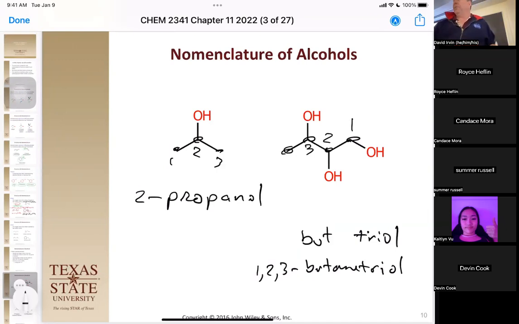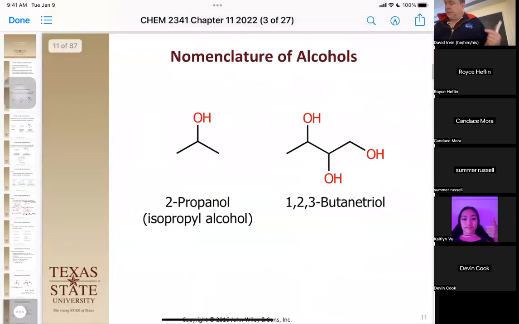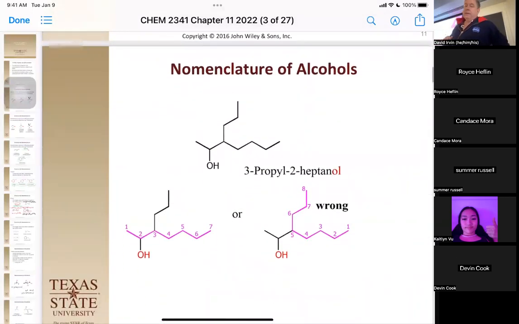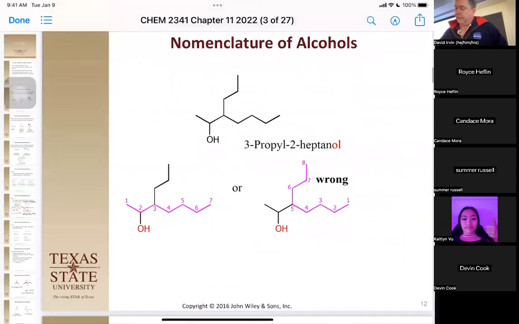Okay. So if you have 2 of them on there, it's going to be a diol. If you have 4 of them on there, it's a tetraol. There we go. 1,2,3-butanetriol. All right. And last slide. All right.